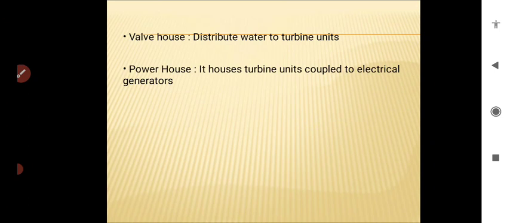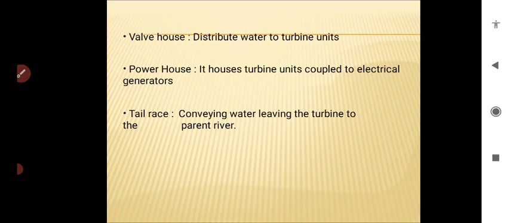And next one is the powerhouse. It houses the turbines and generators. It houses turbine units coupled to electrical generators. And it also accommodates other accessories for operating these machines, the turbine and electrical generator.